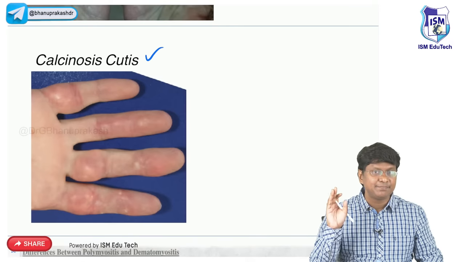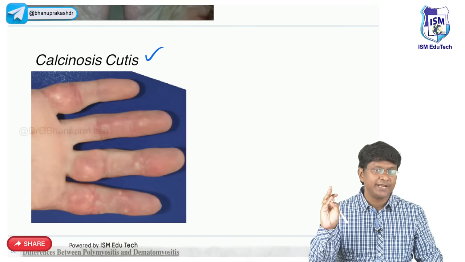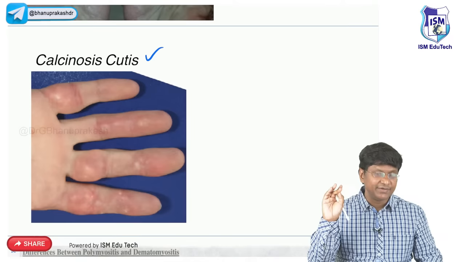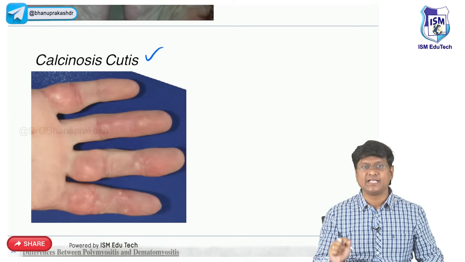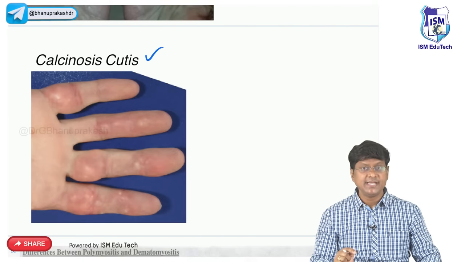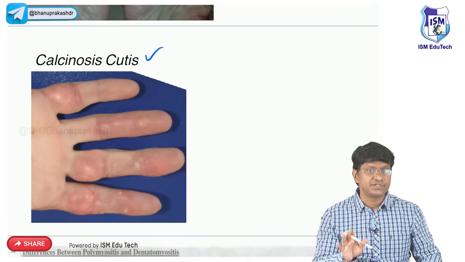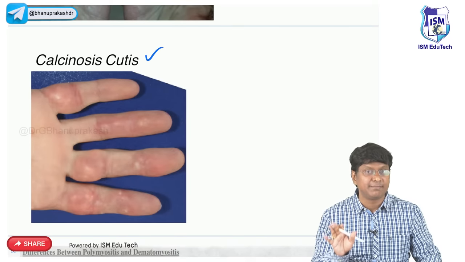So I'll quickly recap. One includes the heliotrope rash, then Gottron's papules, then V sign, Shawl sign, periungual telangiectasia, mechanic's hand, and the calcinosis cutis. Now, after having discussed the skin manifestations, you need to be very much aware of the muscle involvement.